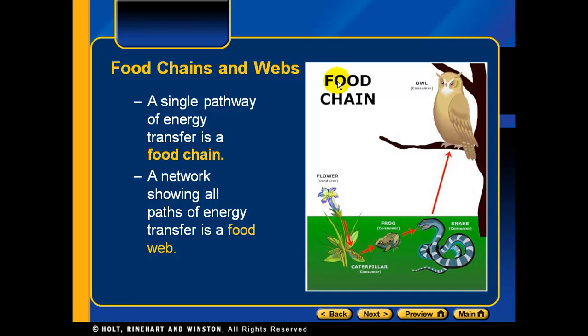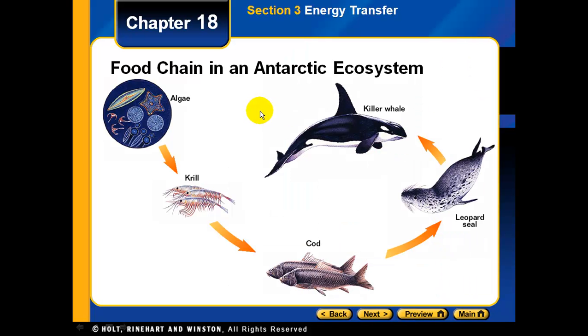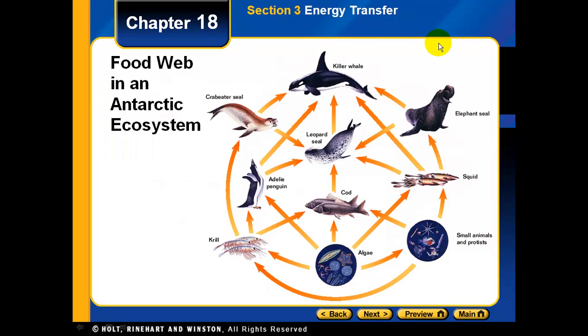A single pathway of energy transfer is a food chain, as shown here. The arrow points to the organism that eats the thing before the arrow. So the flower is eaten by the caterpillar, is eaten by the frog, is eaten by the snake, and the snake is eaten by the owl. A network showing all the different paths of energy transfer is a food web. Here's another food chain: algae to krill, krill to cod, cod to leopard seals, and then the killer whale at the top.